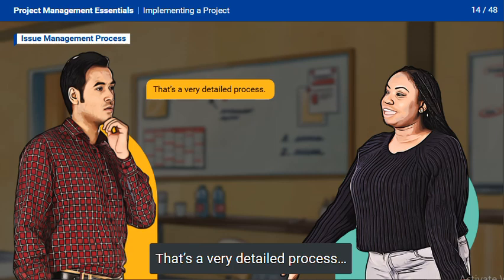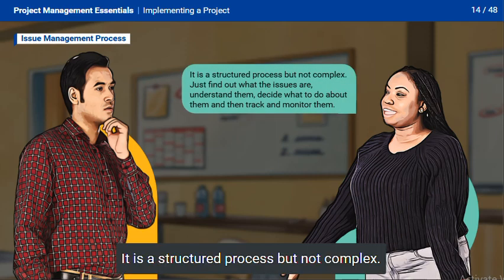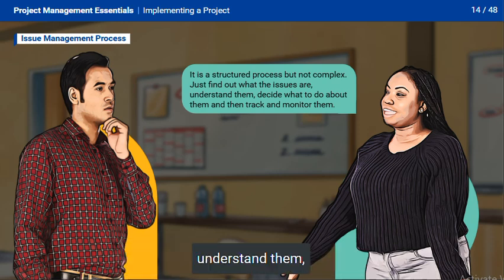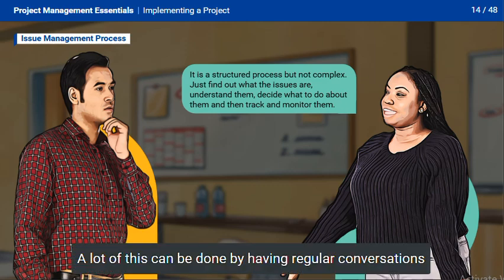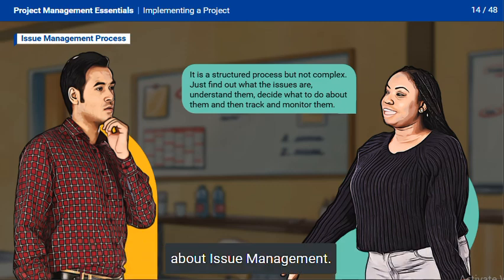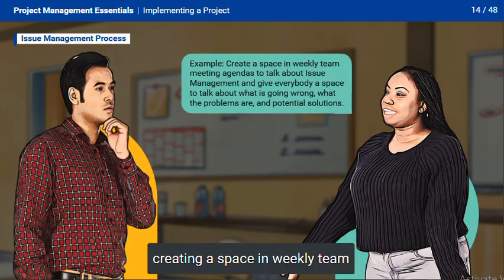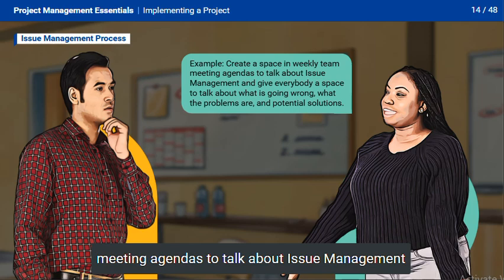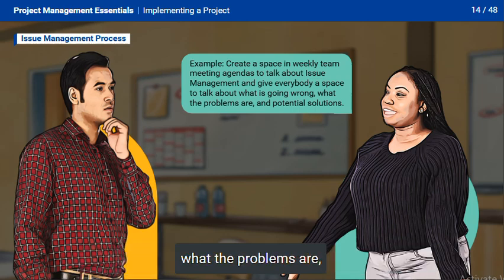That's a very detailed process. It's a structured process but not complex. We need to find out what the issues are, understand them, decide what to do about them, and then track and monitor them. A lot of this can be done by having regular conversations about issue management. For example, creating a space in weekly team meeting agendas to talk about issue management gives everybody a space to talk about what is going wrong, what the problems are, and potential solutions.